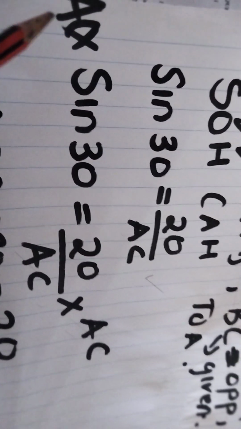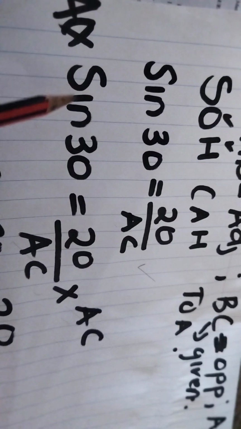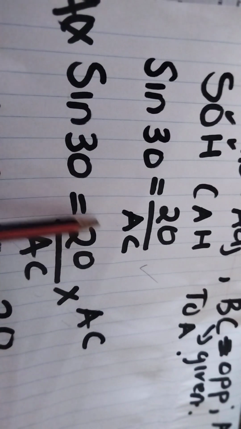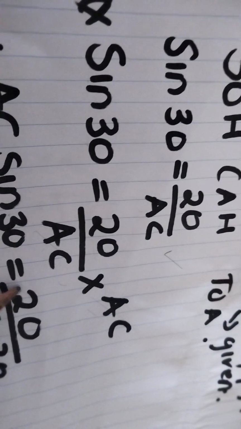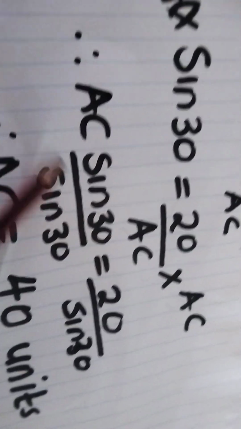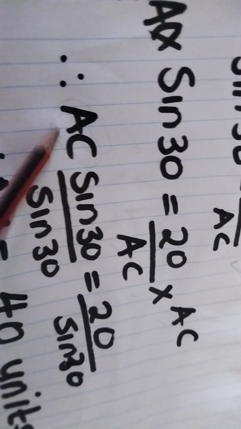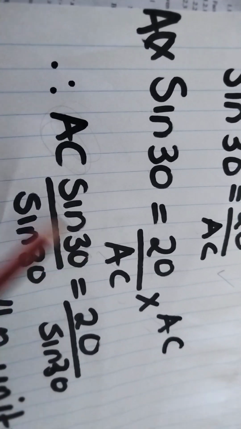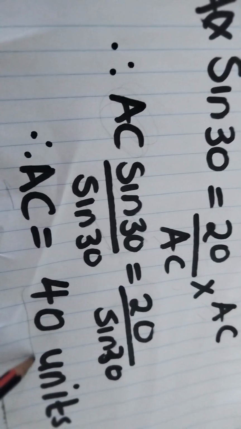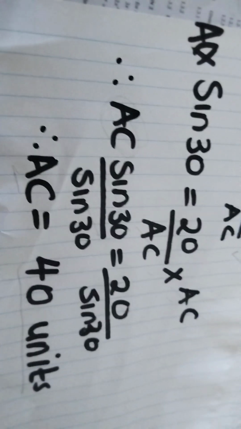Then I have AC sin 30 is equal to 20. Now I am left with AC multiplied by sin 30, so I cancel sin 30 by dividing by sin 30 on both sides. So I divide 20 by sin 30. Therefore my AC is equal to how many? 40 units.